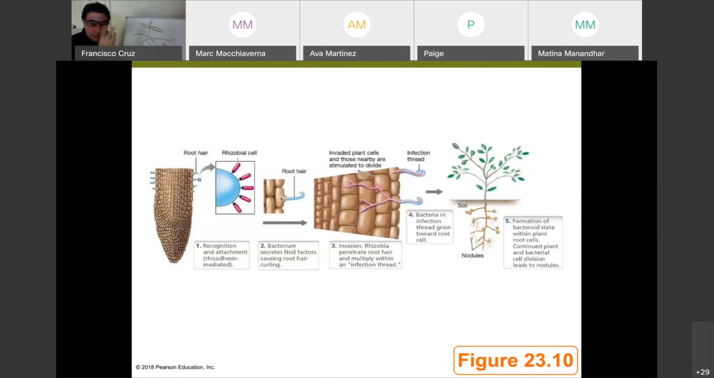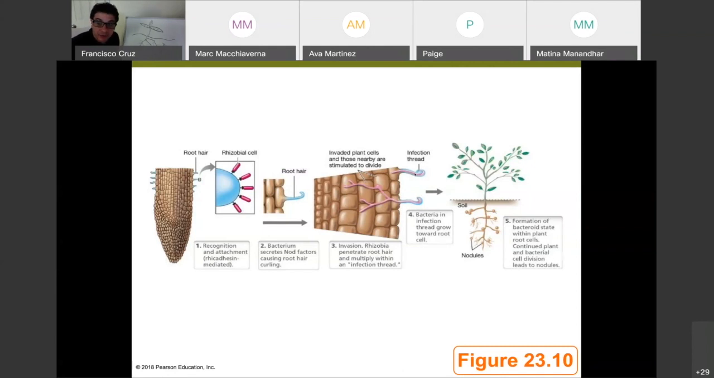So you get this kind of curling pattern, and the bacteria continue to grow. And in this loop in the root hair that's curling, you can now get an infection that is encompassing. So in step 3, you can see how we have an infection thread, and now in purple, this is the bacteria, and the bacteria actually start to penetrate into the root hair, right? The roots, through the root hair, I should say.